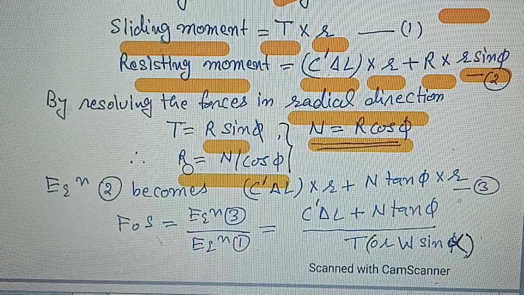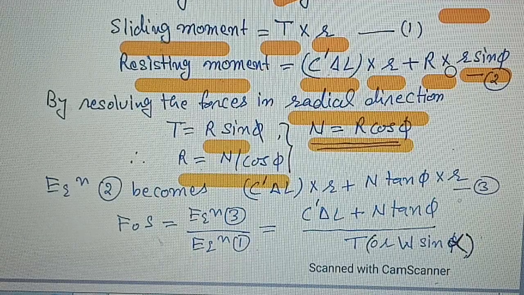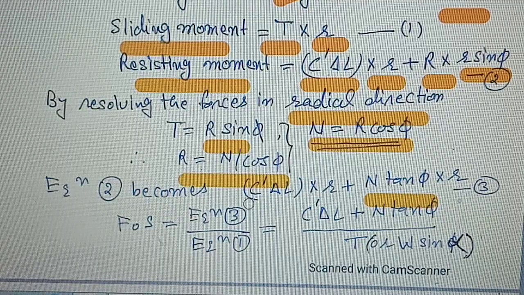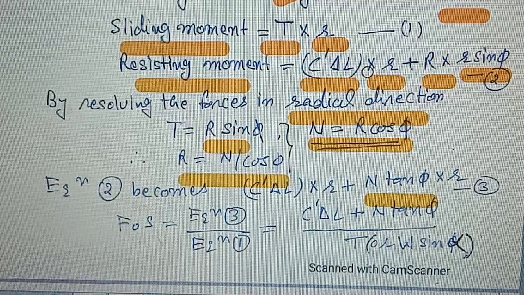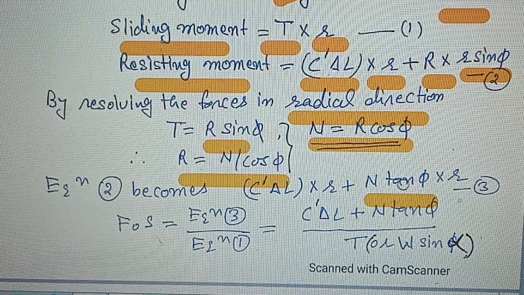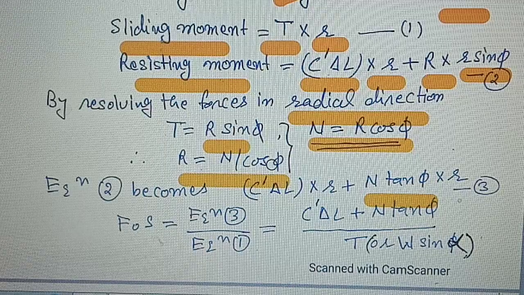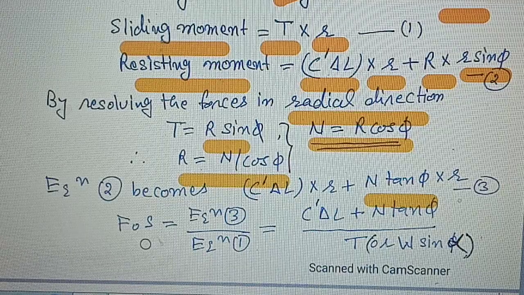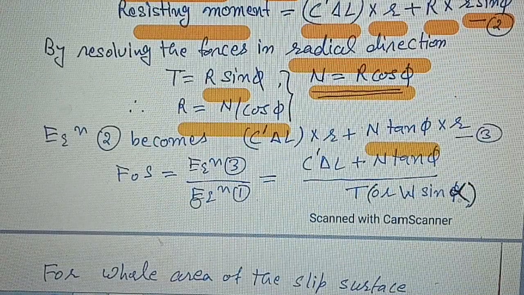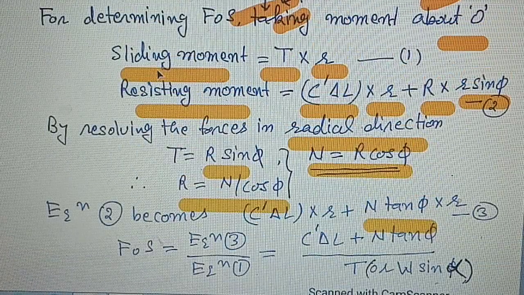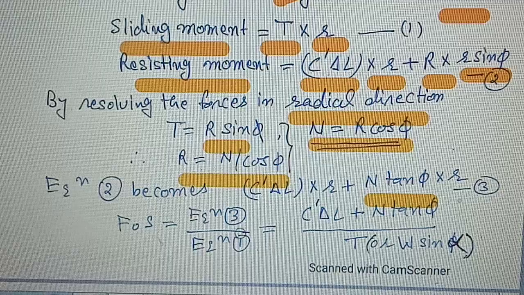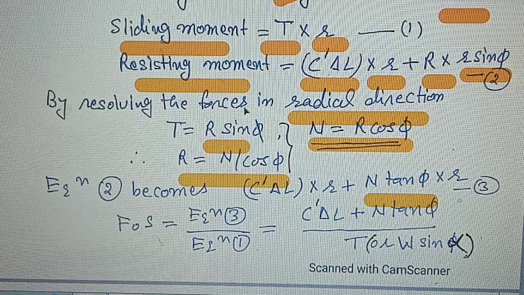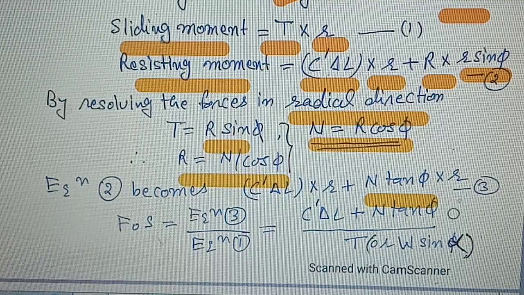By putting the value of R in equation number 2, it becomes N tan phi into r. So equation 2 is C dash delta L into R, the same as here, plus N tan phi, that is sin phi by cos phi multiplied by N, and r is the same. So we can determine the factor of safety by dividing the resisting moment by the sliding moment. The resisting moment is C dash delta L plus N tan phi, and the sliding moment is T into r, and r is common, so it cancels out.